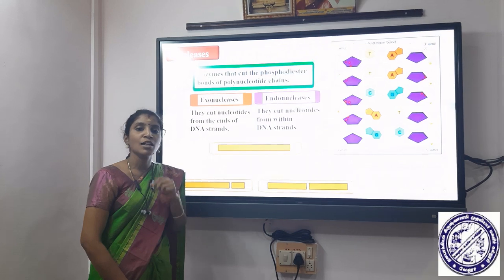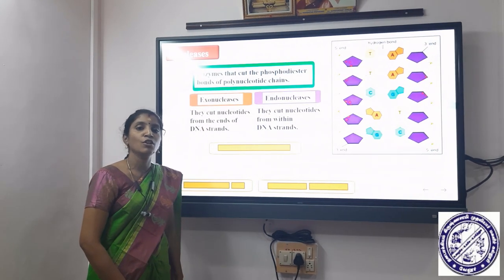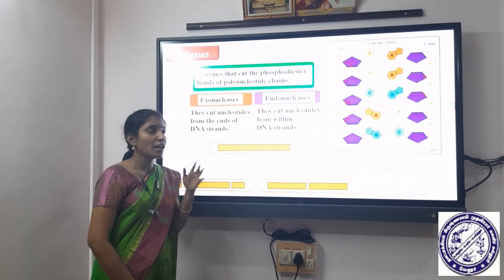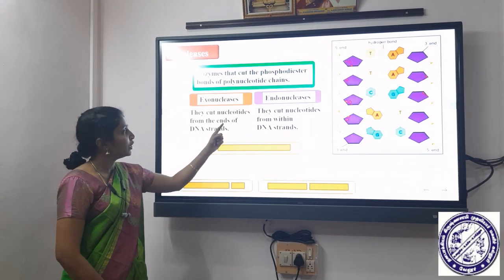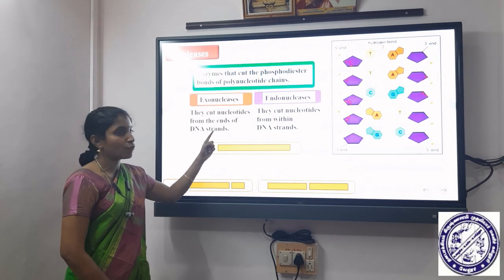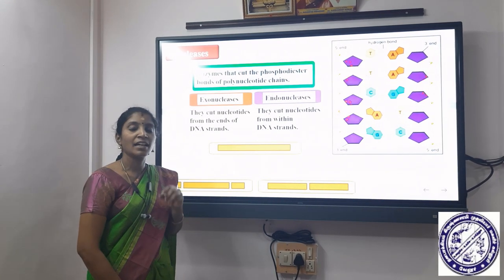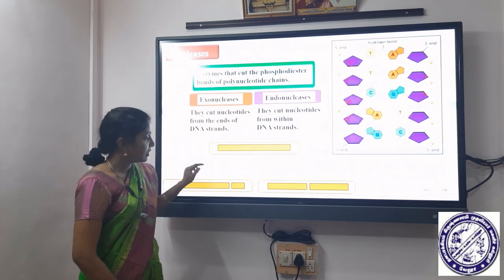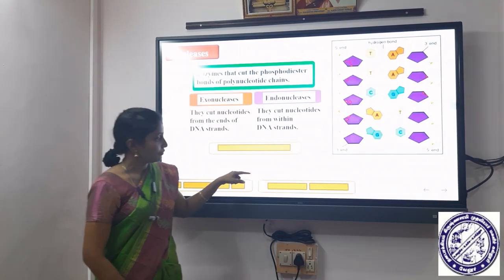And this enzyme is of two types. One is exonuclease and another one is endonuclease. From the name itself we can identify which part they are going to cut. Exonuclease is an enzyme that cuts the nucleotide from the end of the DNA strand, whereas endonuclease cuts the nucleotide from within the DNA strand. This diagram represents this enzyme cutting.